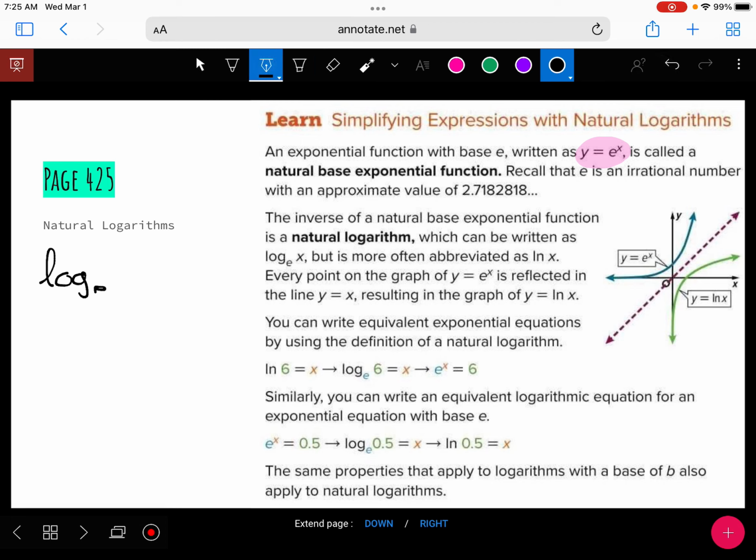Log base e is the exact same thing as the natural log, which you write as ln. We don't have to put a base on it because a natural log only has a base e. They are 100% exactly the same. ln is log base e. And that's for the most part what this whole page is talking about.